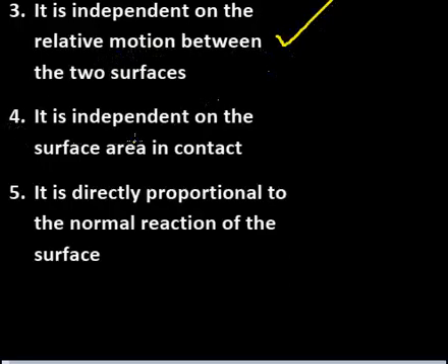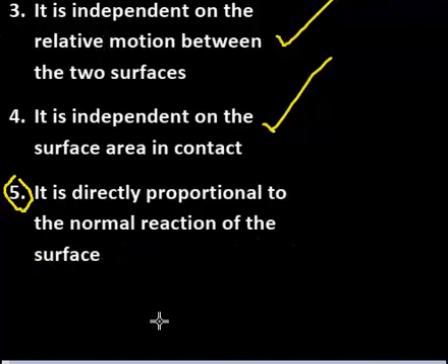Number four, it is independent of the surface area in contact. Please take note of this: the surface area of the surfaces in contact. Number five, the frictional force is directly proportional to the normal reaction of the surface in contact, and this is what will give us the formula of frictional force.